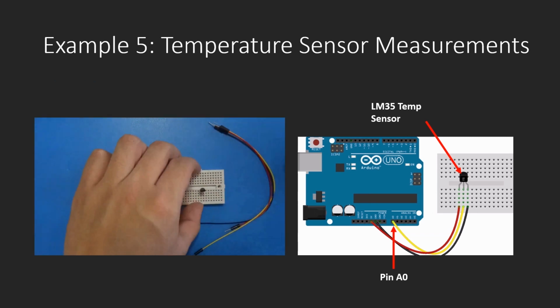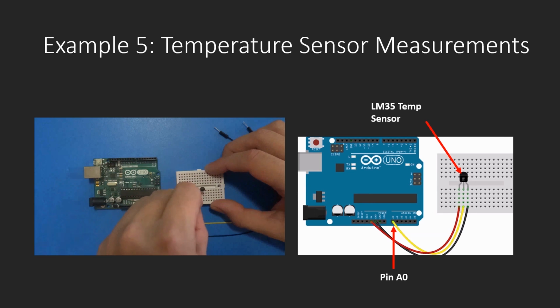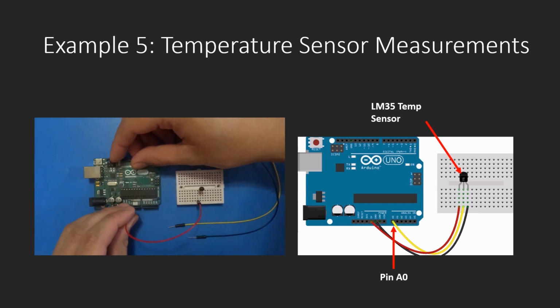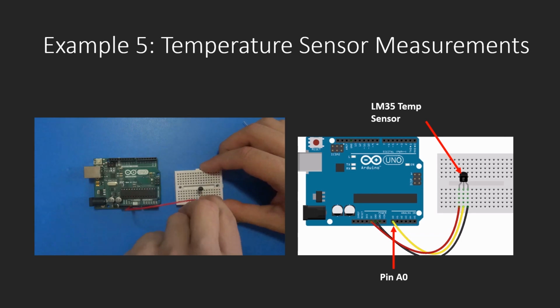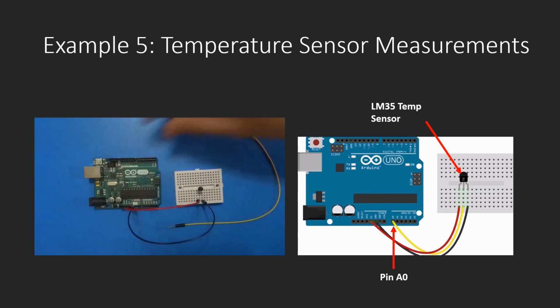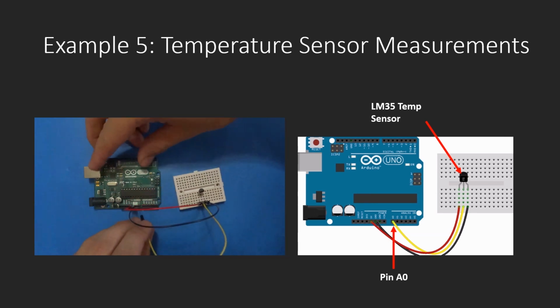First, the temperature sensor is placed horizontally on the board, and then we use our 3 wires to make the power, ground, and analog pin connections. In this case, the red wire goes to the 5-volt output on the Arduino, the black wire goes to the ground pin, and the yellow wire is connected to the analog A0 pin.